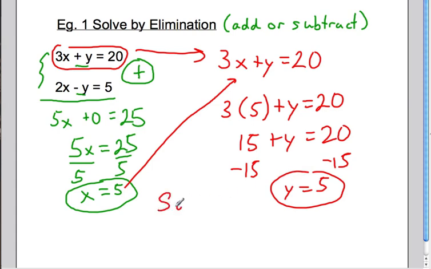So we've got our x and our y. Our solution is 5, 5. That's the point at which the two lines intersect. That's the solution of the system of equations.